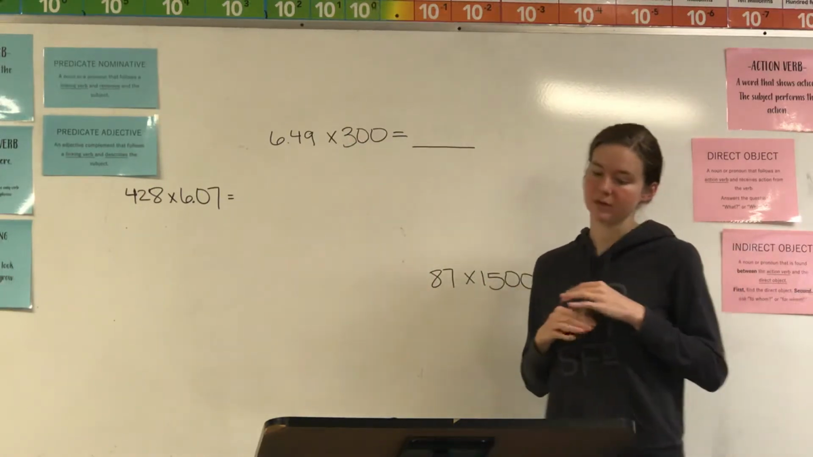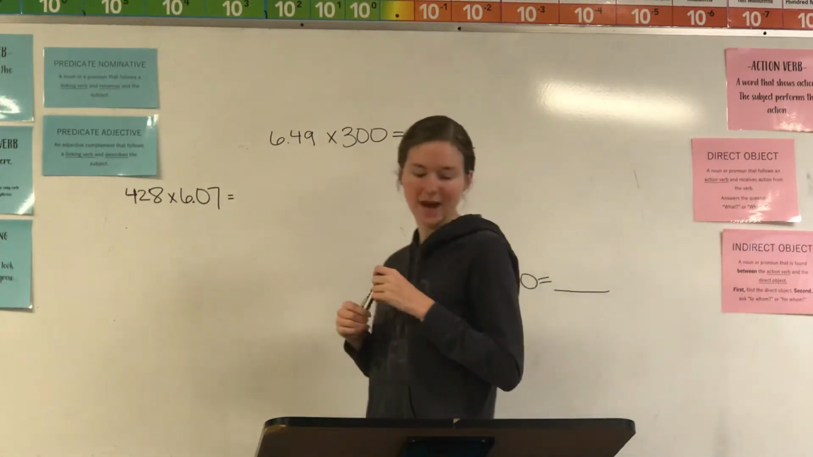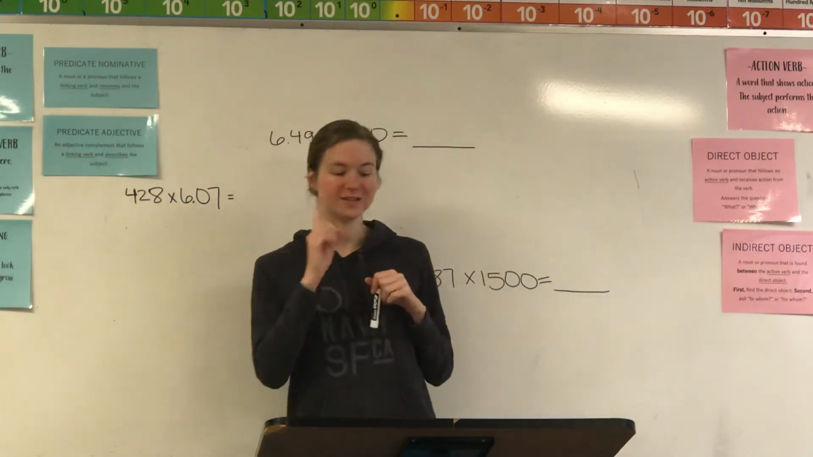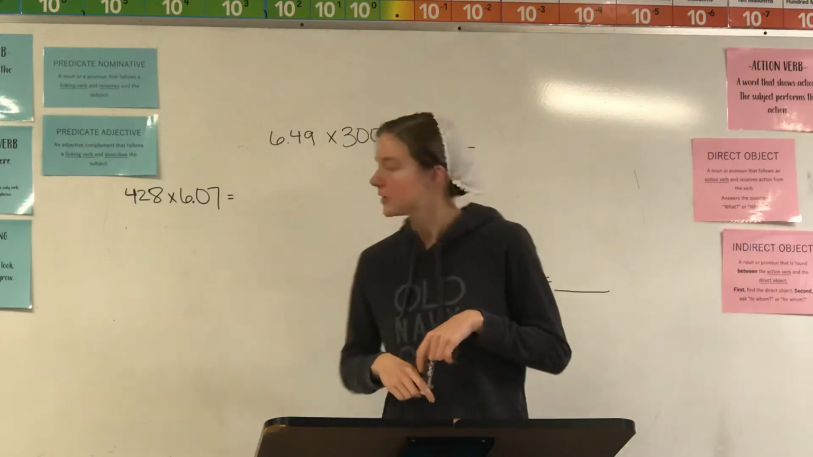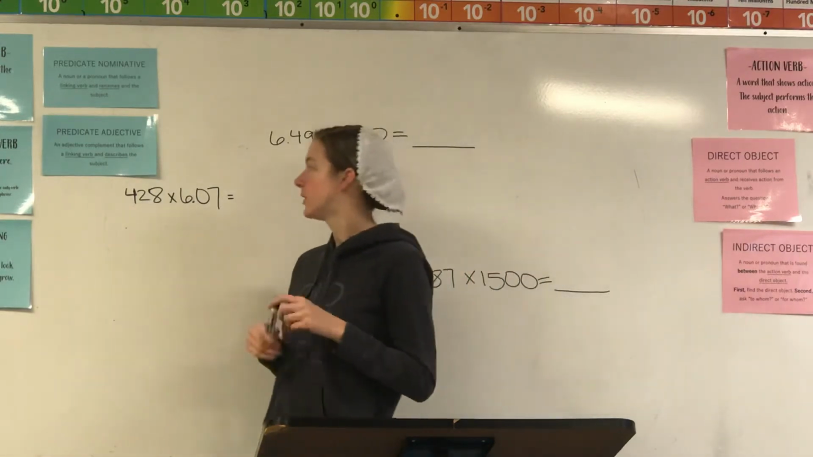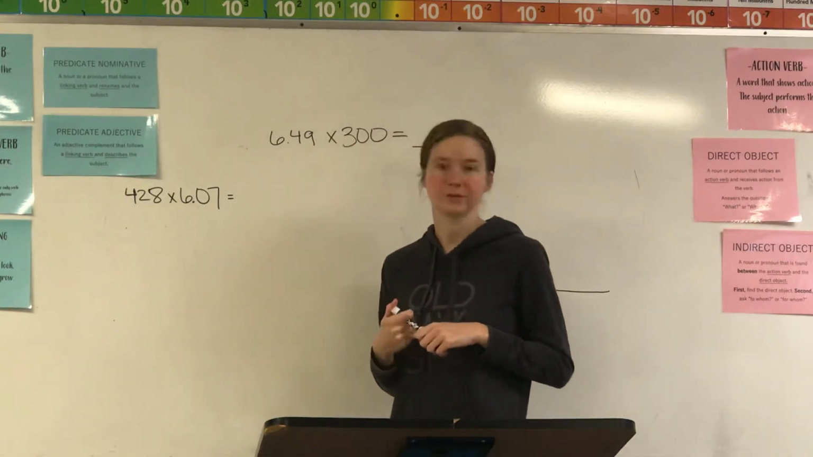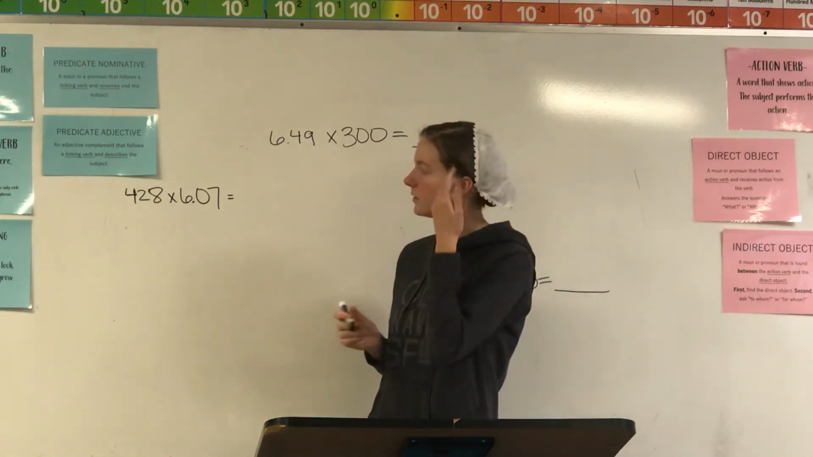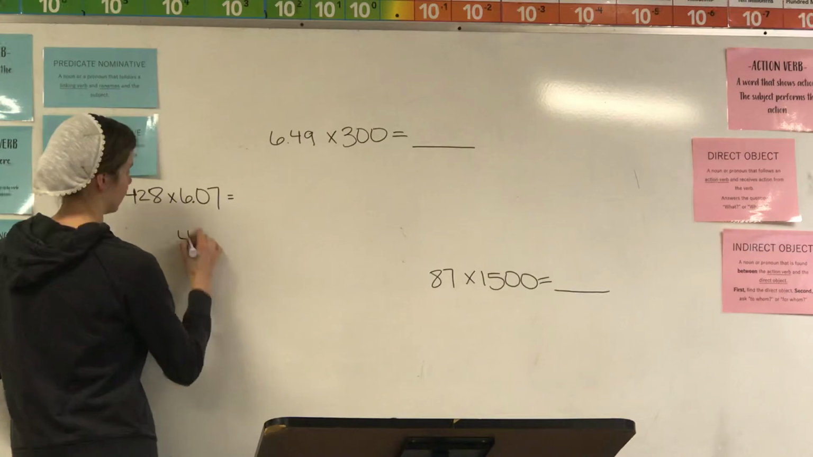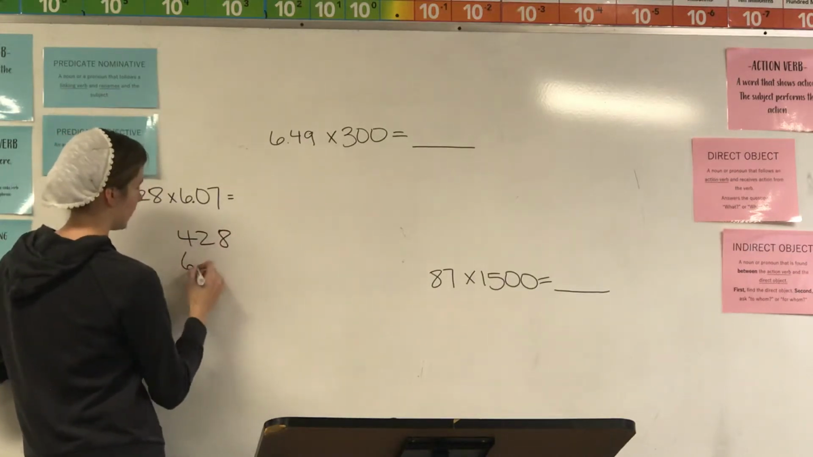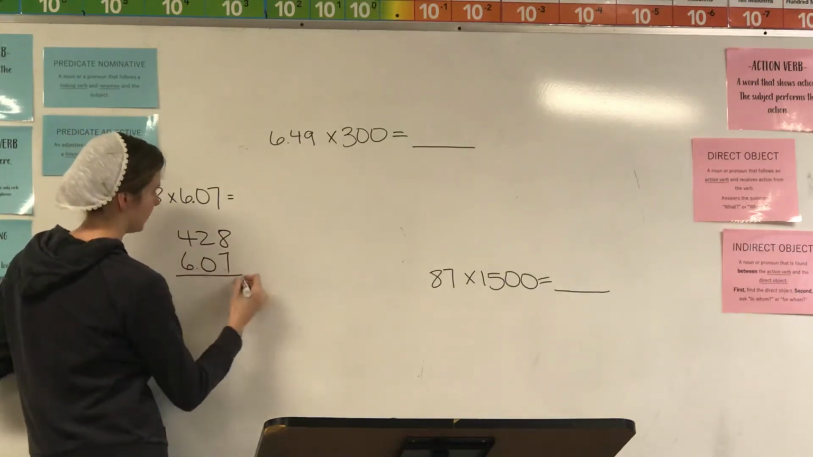So the instructions on top of the page say copy and solve. Pay careful attention to zeros. Write the simplest form of the answer on the blank. So 1A is 428 times 6.07. Since there's a 0 in the middle, we're going to set up exactly like normal: 428 on the top, 6.07 on the bottom. Now let's start multiplying.